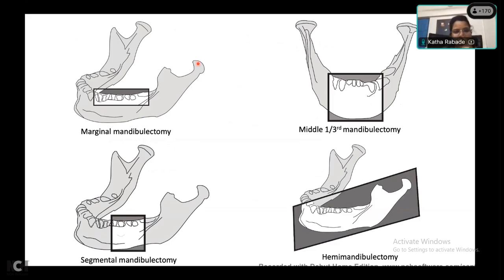These are the types of mandibulectomies. So this is marginal mandibulectomy, where the full thickness of mandible is not removed. Some part of the mandible is removed. Middle one-third mandibulectomy is a type of segmental mandibulectomy, where the middle one-third of full thickness of the mandible is removed. Segmental is any part of the mandible, full thickness, removed. And hemimandibulectomy is one side of the mandible, one arch of the mandible, removed. And extended would be anything more than this.